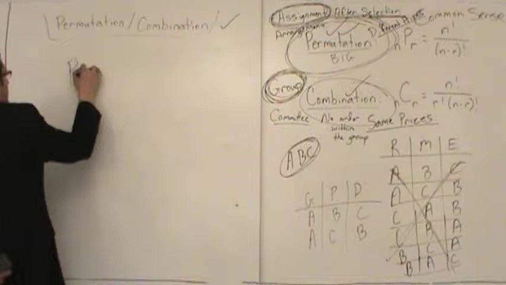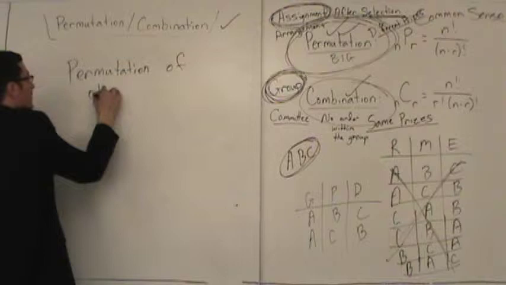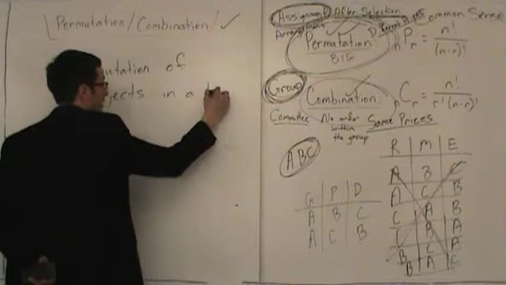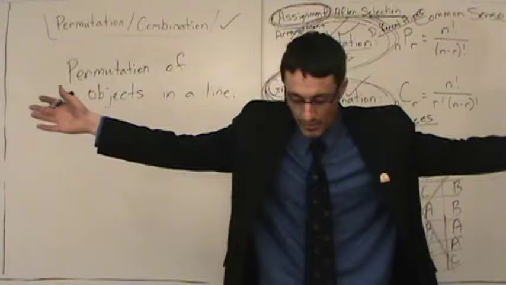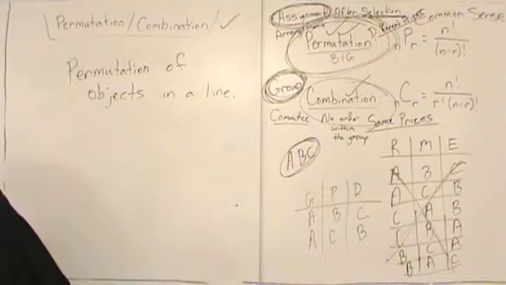Permutation of objects. And this is what your SOL is going to focus on, guys. Permutation of objects in a line. How many ways can you arrange seven things in a line? How many ways can you arrange seven objects in a line? Or let me ask this question. Look at number 9 on page P14. How many ways can you arrange seven shoppers in a line at a checkout counter?